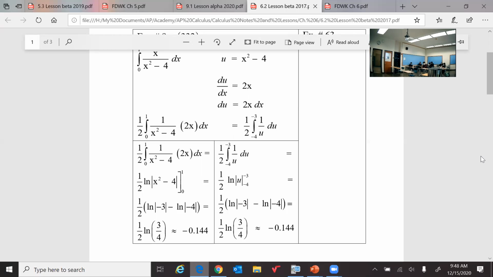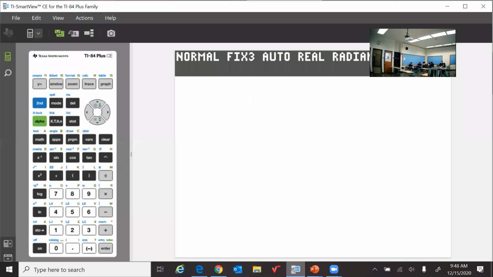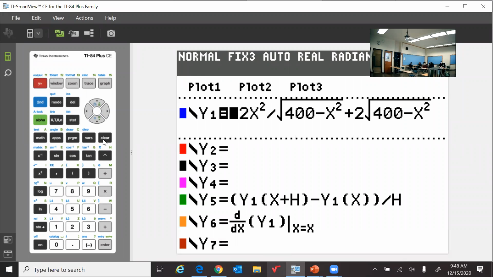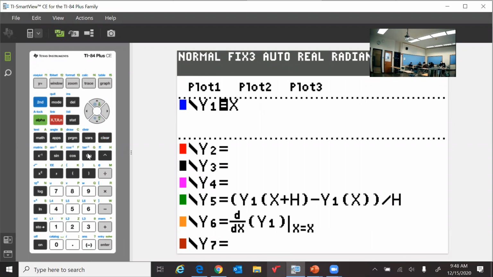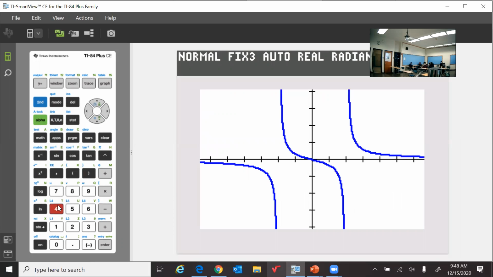So if I want to draw that, I have x divided by x squared plus a -4. And here's the picture. And here's what you're looking for: the area between 0 and 1, which you can see is below the axis.